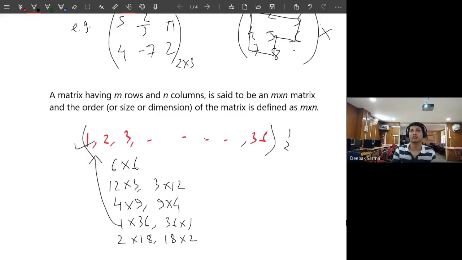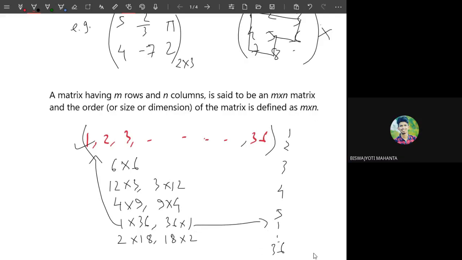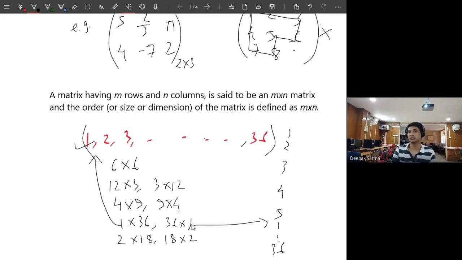So if I write 1, 2, 3, 4, and so on, 5, this will be 36 cross 36 into 1. There are 36 rows and 1 column. The first number denotes the number of rows, the second the number of columns. Is it fine?